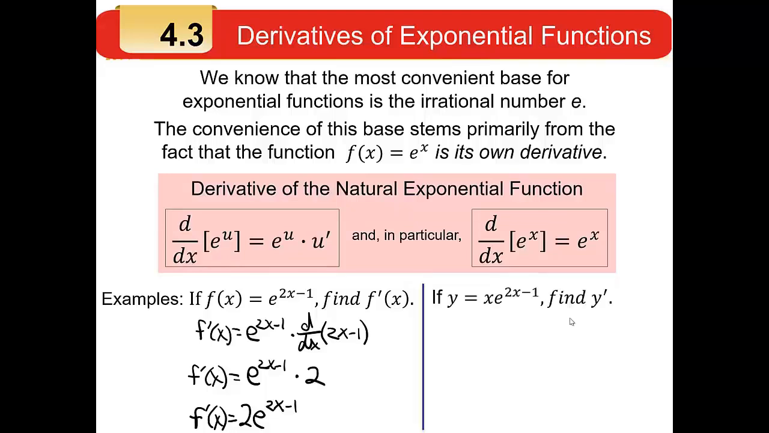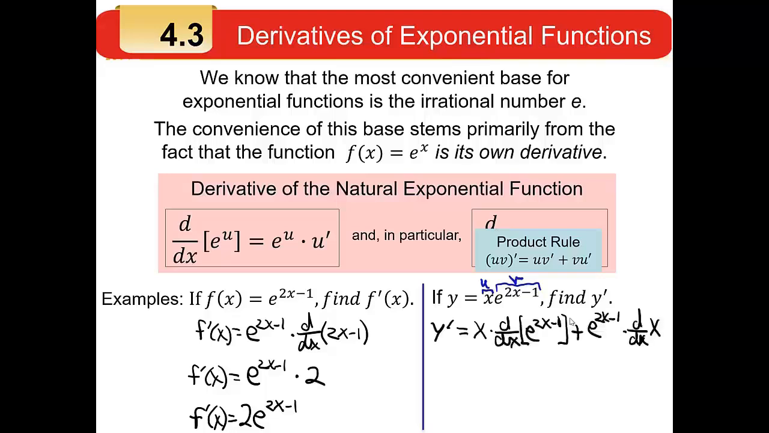Let's do another one. If y is equal to x times e to the 2x minus 1, find y prime. Well, here you have an exponential, but it's a factor within a product rule. So the first thing you have to do is realize that x is like u in the product rule and e to the 2x minus 1 is like v. So you have a product of two things, one of which happens to be an exponential. But the product rule applies first. So x is like u, e to the 2x minus 1 is like v.